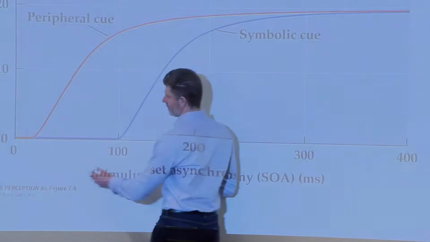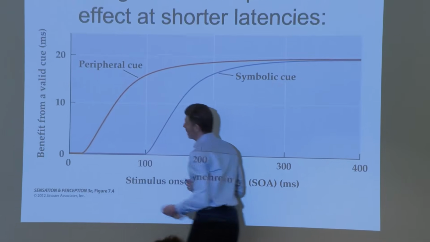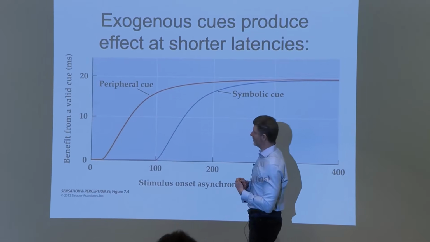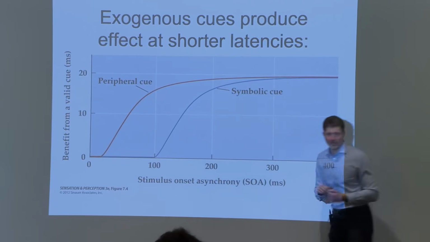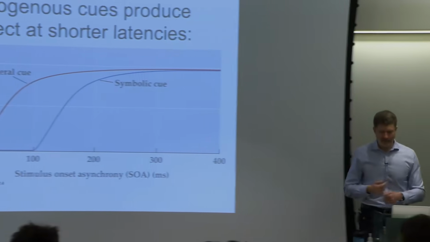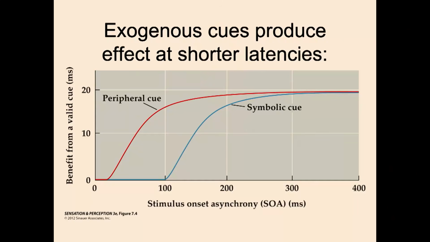So the y-axis is benefit, and this is the stimulus onset asynchrony. And so when that gets really, really short, obviously you can't get a benefit of the cue. It takes some time to kick in. But when you have an exogenous cue, the benefit comes online more quickly than when it's a symbolic or endogenous cue, indicative of some distinct internal process.